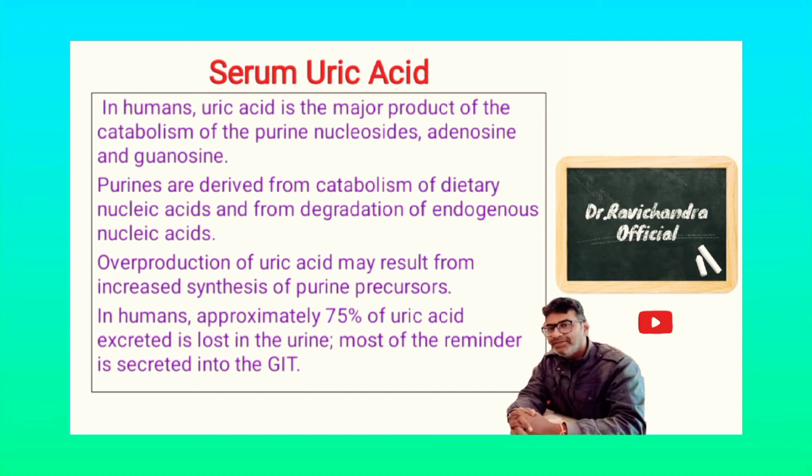Purines are derived from the catabolism of dietary nucleic acids and from the degradation of the endogenous nucleic acids. Overproduction of uric acid may result from the increased synthesis of these purine precursors. In humans, approximately 75% of the uric acid is excreted and lost in the urine. The remainder is secreted into the gastrointestinal tract.